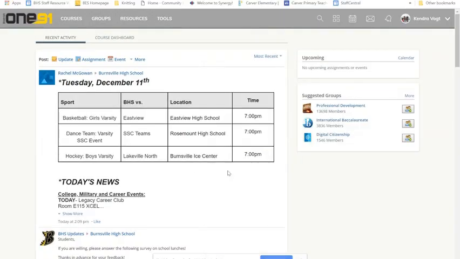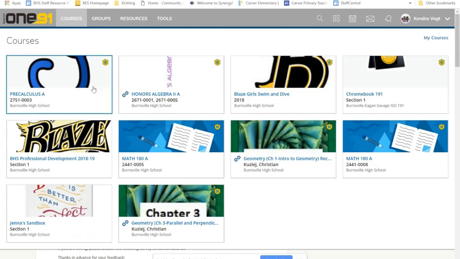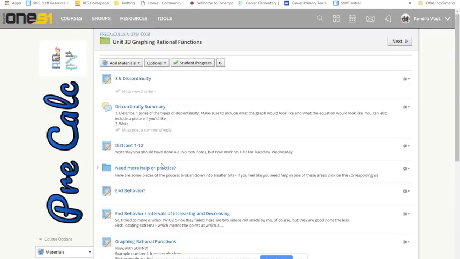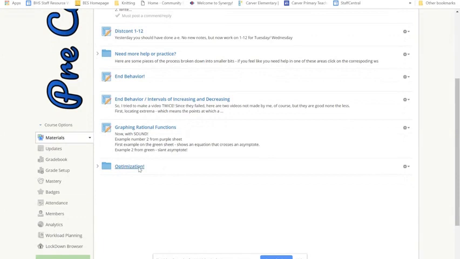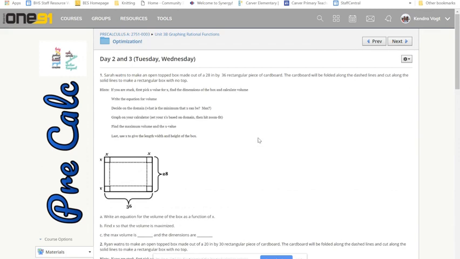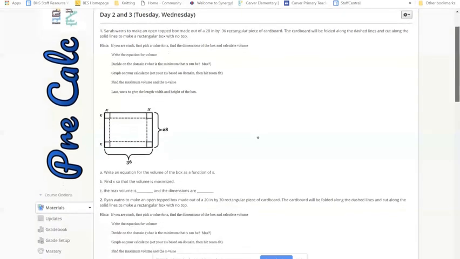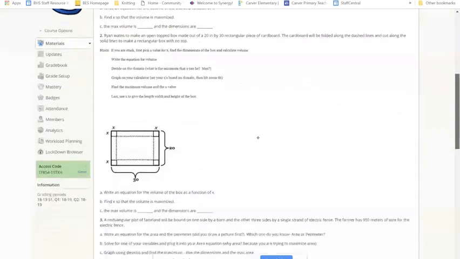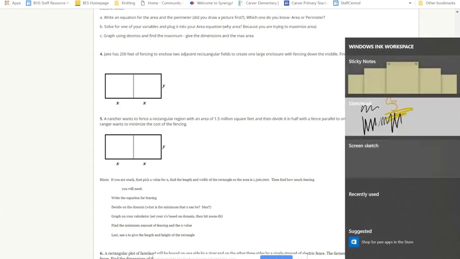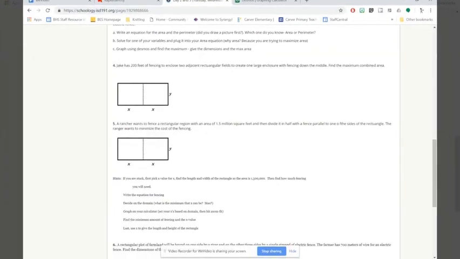All right, guys, so on Schoology, you will find the homework, days 2 and 3 homework, in the optimization folder. So I'm going to try to do a couple of these for you. We talked a lot about the box problem on Monday, so I feel pretty good about those, but I did not talk at all about things like the fencing. So I'm going to try to make a screen sketch of that and hopefully be able to do this for you.